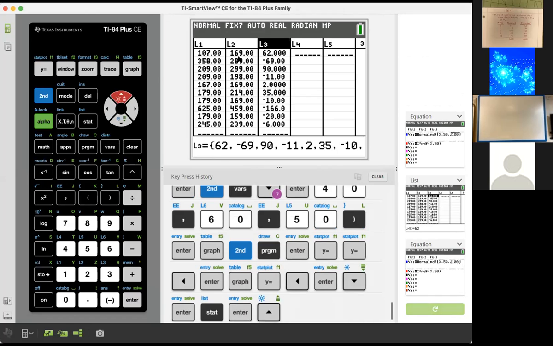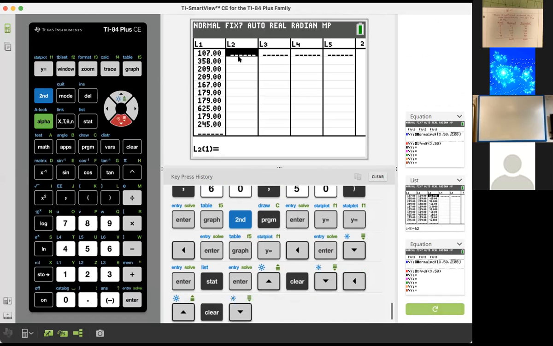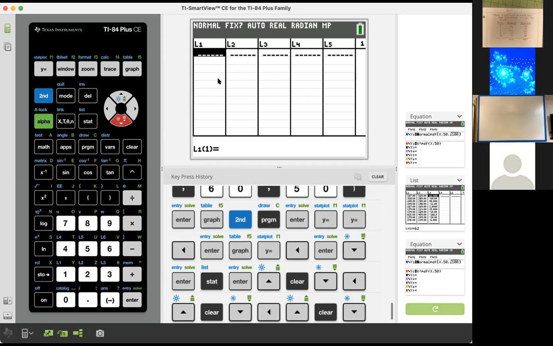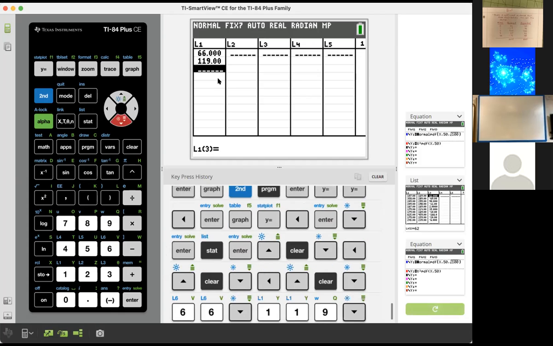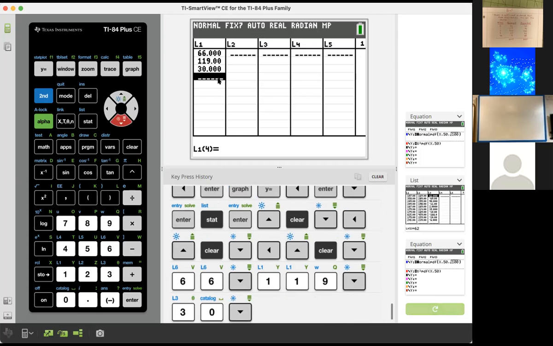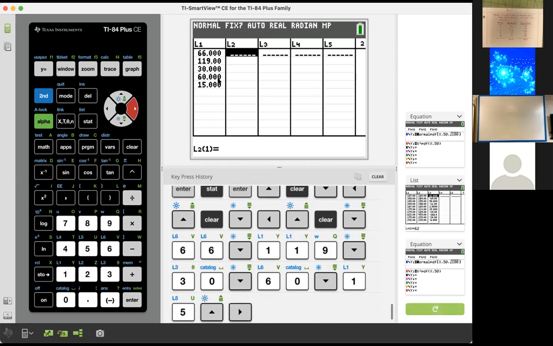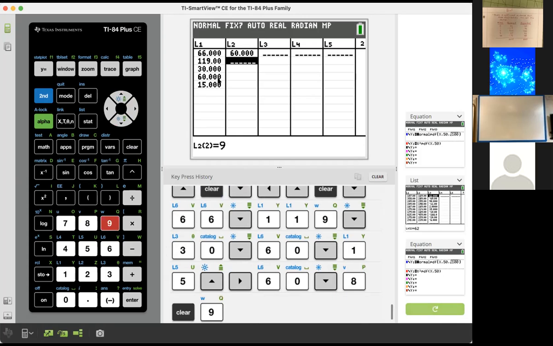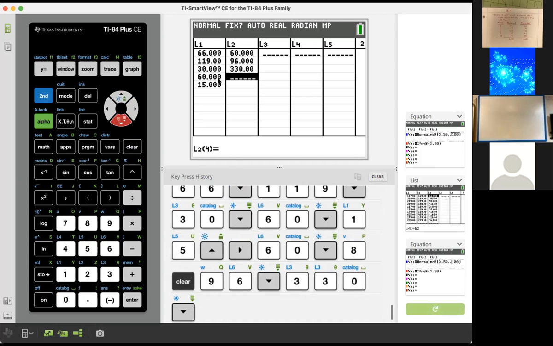Now I've got two different lists here. First of all, I'm going to have to clear these. There's a faster way to clear more than one list at a time, but I'll show it to you later. So let's enter the frequency that I observed first: 66, 119, 340, 60, and 15. Then let's enter the distribution that I expected: 60, 96, 330, 66, and 48.